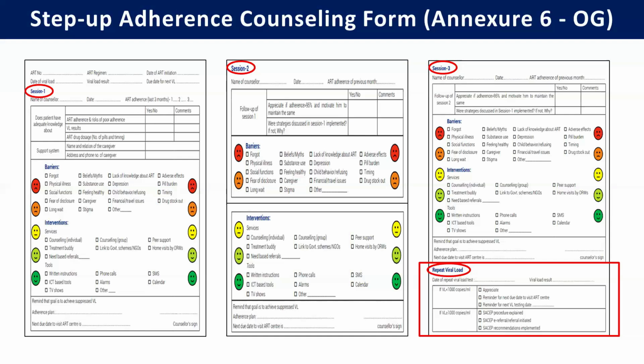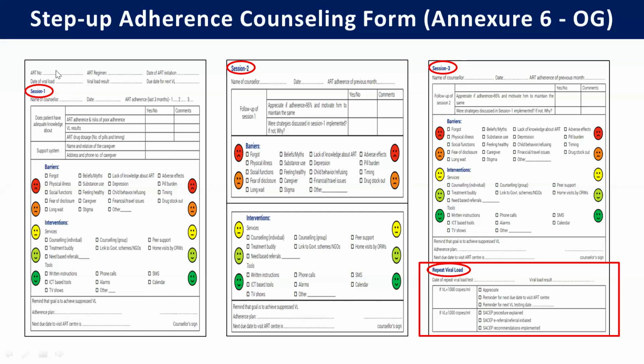So it is my really sincere request to all the medical officers and all counselors that this form, the step-up adherence counseling form, you actually document everything in that. What are the barriers? What are the interventions? And the same counselor who has done session one will be able to properly follow up whether whatever suggestions were given, whatever the interventions were, are followed in session two and session three.